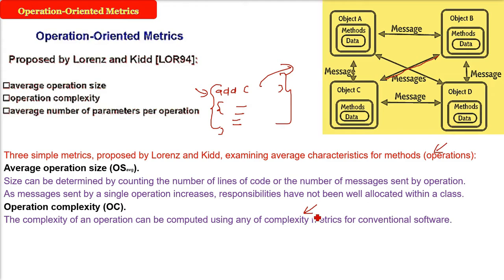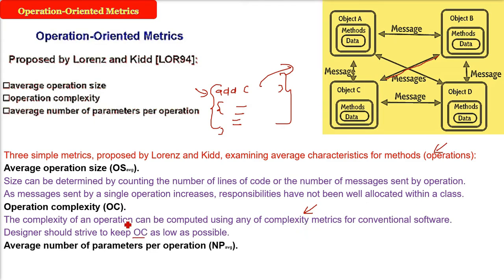Now the complexity of an operation, how can this be computed? Using any complexity metric like the cyclomatic complexity. So designers should strive to keep this operation complexity as low as possible.